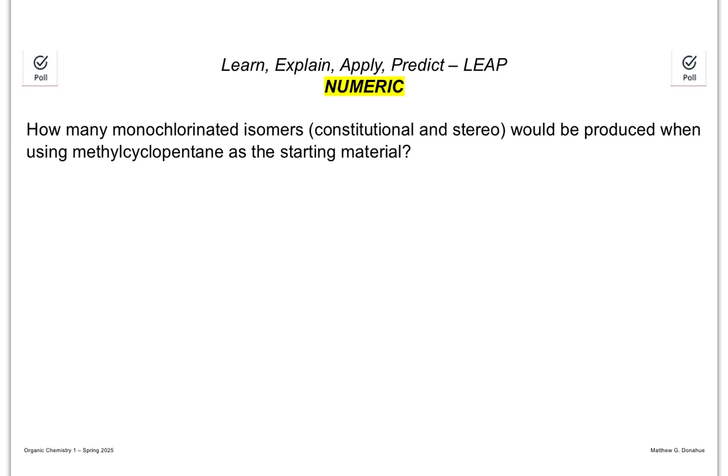So it says how many monochlorinated isomers, constitutional and stereo, would be produced when methyl cyclopentane is the starting material. So we'll use methyl cyclopentane, chlorine, and light. And it's asking us how many total products, including all constitutional and stereo. So the first thing we'll do in blue here, let's determine the unique sets of hydrogen. And as we do that, we'll classify.